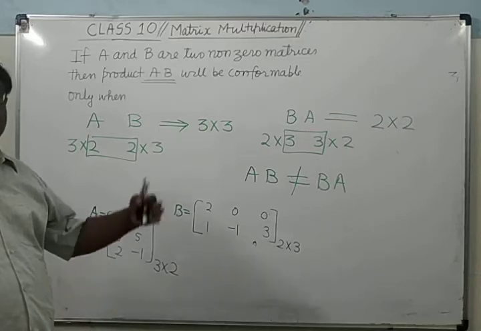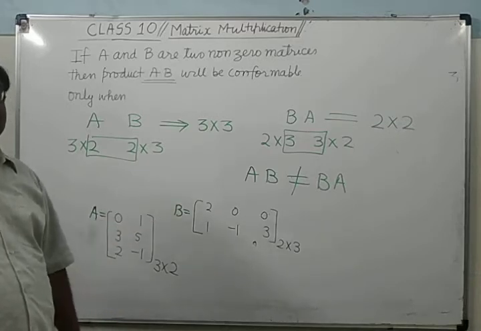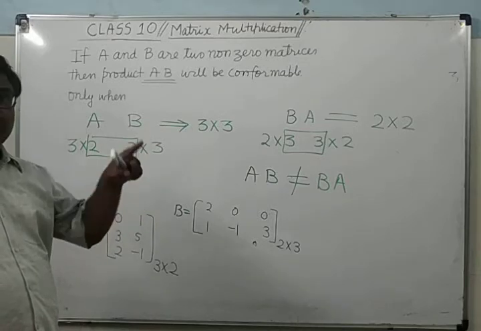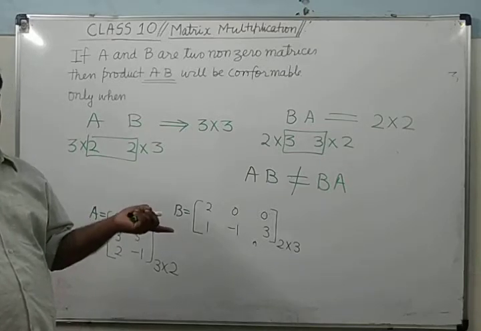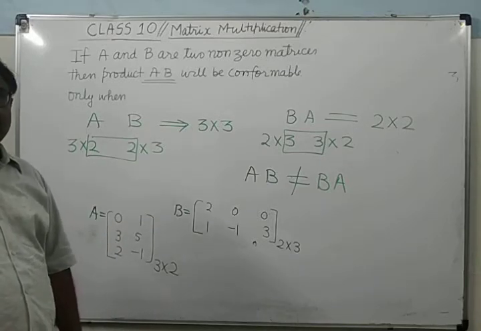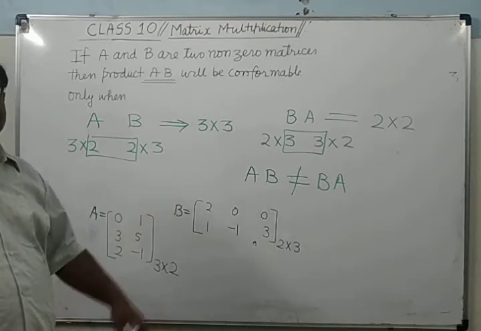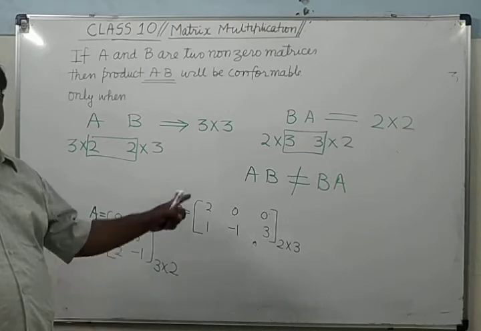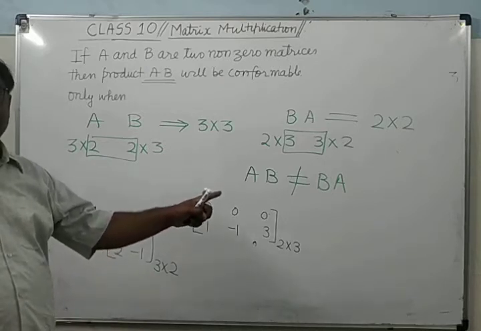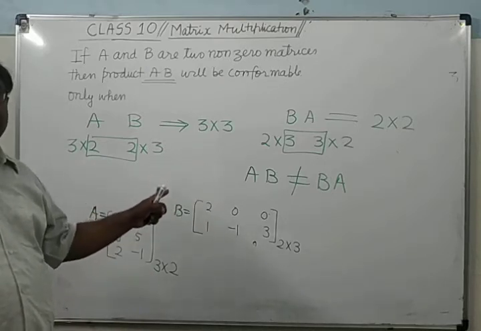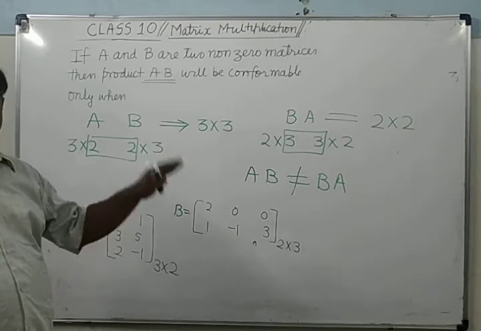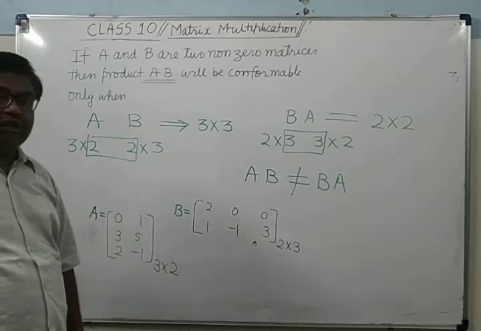Means it is different from the product of numbers. Whether you say 2 into 4 or 4 into 2, both give the same result, 8. But here, in the case of matrices, matrix A into matrix B and matrix B into matrix A need not be the same.